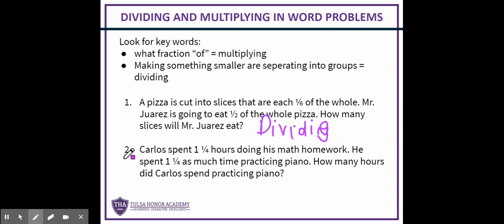So we have Carlos spent 1 1/4 hours doing his math homework. He spent 1 1/4 as much time practicing piano. How many hours did Carlos spend practicing piano? So here we have an instance where "of" does not pop up, but this actually is a problem where we are going to multiply.